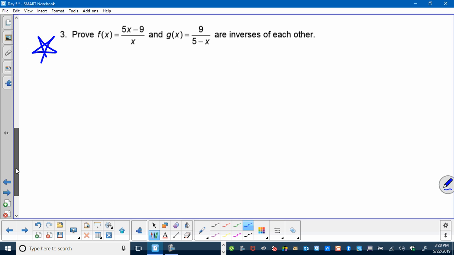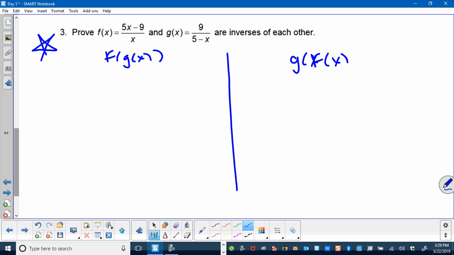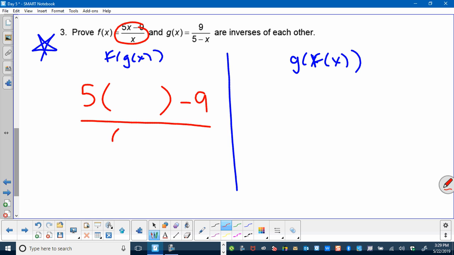So the big stuff. Anytime you see proof, split your problem up. You want to do f of g of x and g of f of x. For f of g of x, we're going to copy down this function without its x's. So you can see already this is going to get pretty dicey. I'm going to substitute g of x in here, 9 over 5 minus x.